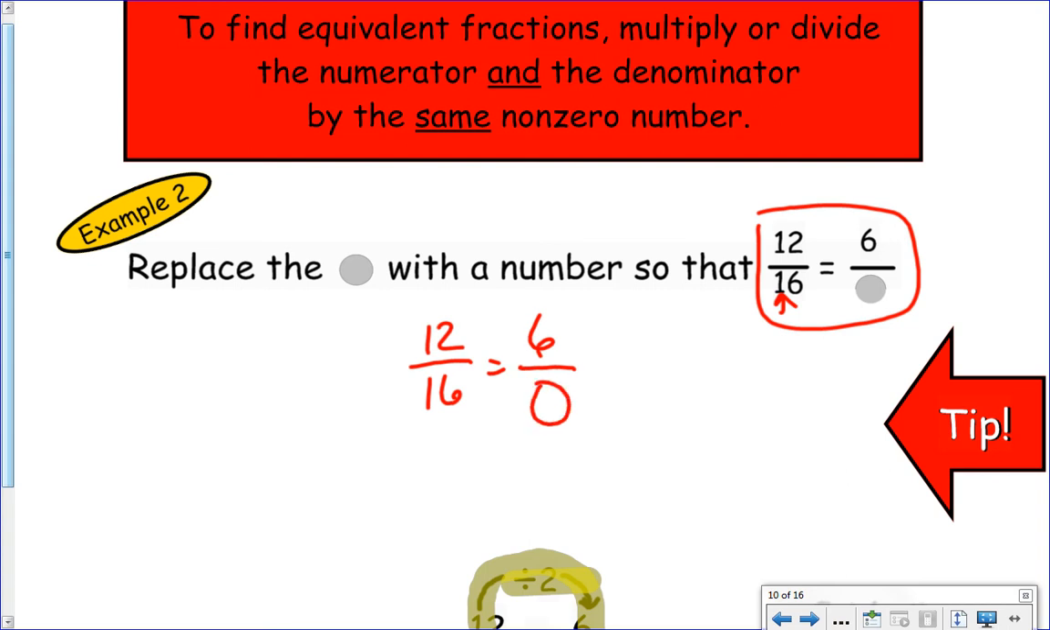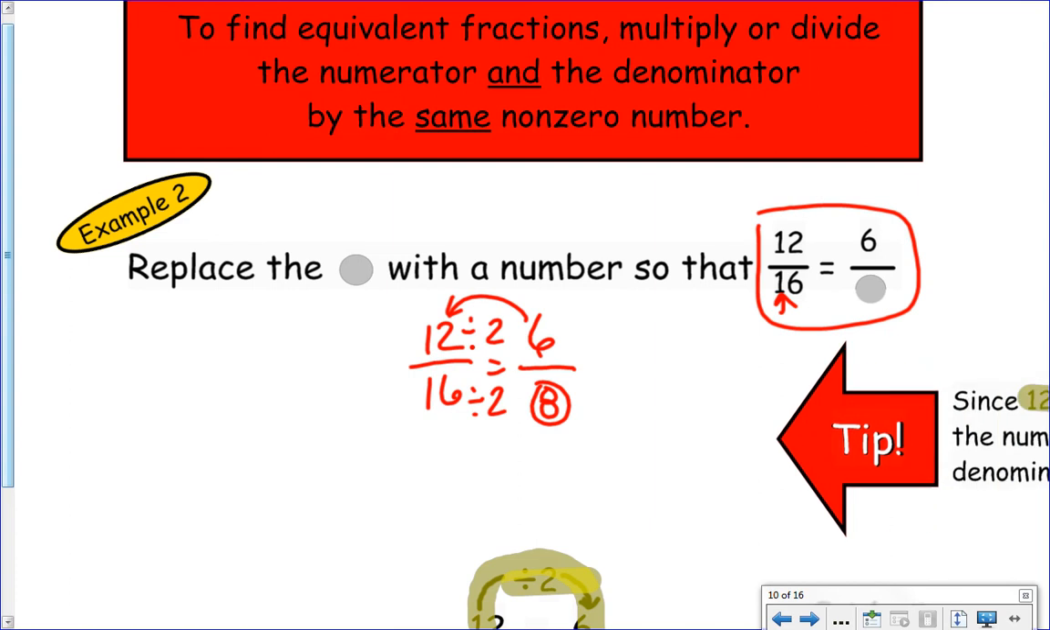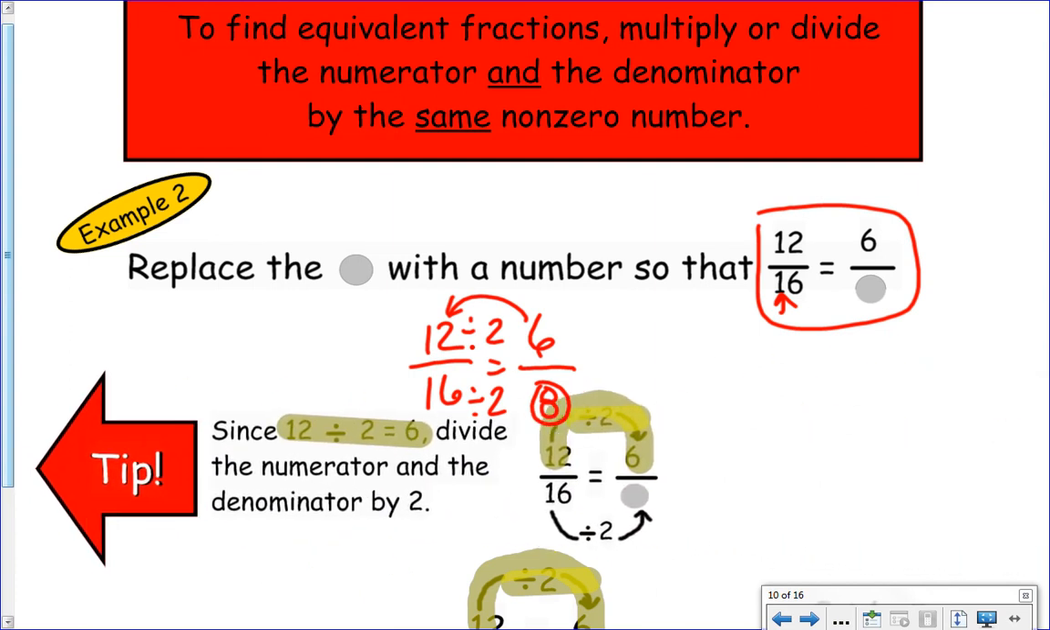All right, so the first thing I need to do is go backwards. How many times does 6 go into 12, or 12 divided by 6, or what times 6 equals 12? I know 12 divided by 2 equals 6. What am I going to do on the top? Sorry, on the bottom. So I'm going to go 16 divided by 2 is 8. Okay, let's take a look. 12 divided by 2 is 6. Divide the numerator and the denominator by 2.